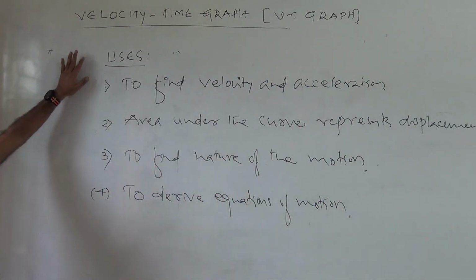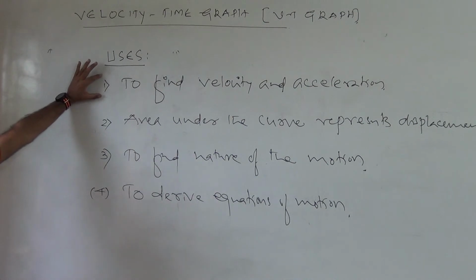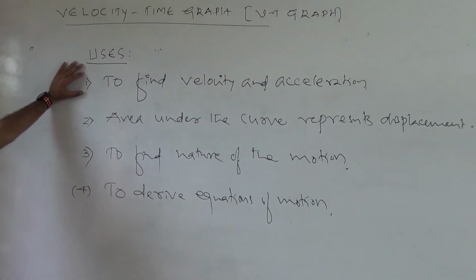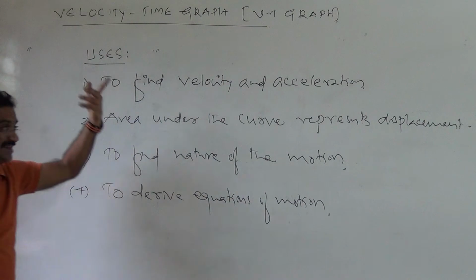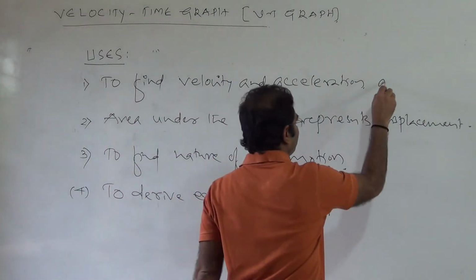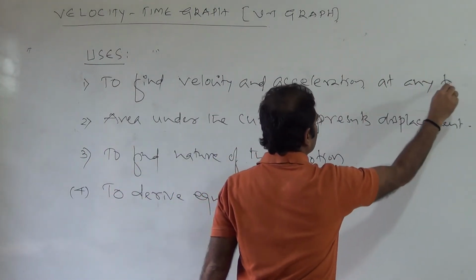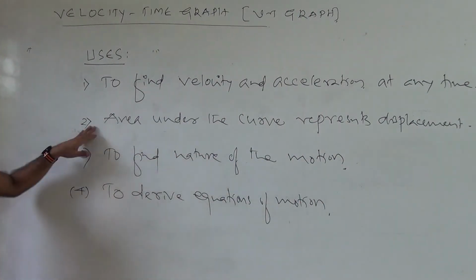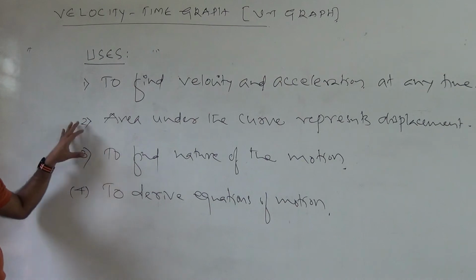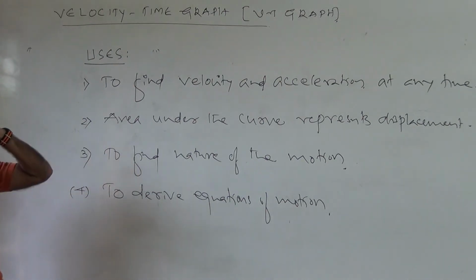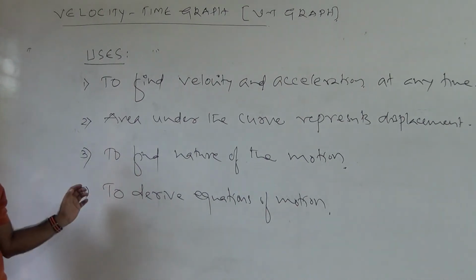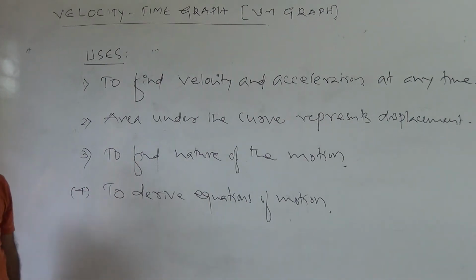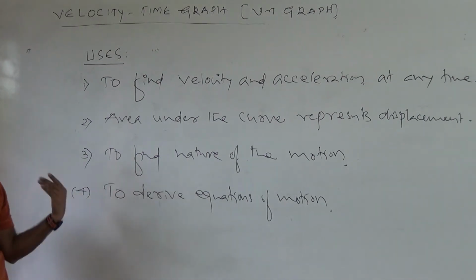Remember, what are the uses? One is to find the velocity and acceleration at any time, at any instant. Second one is area under the curve represents the displacement of the particle. Third one is to find the nature of the motion. Fourth one is to derive the equations of the motion. Now I take one by one.